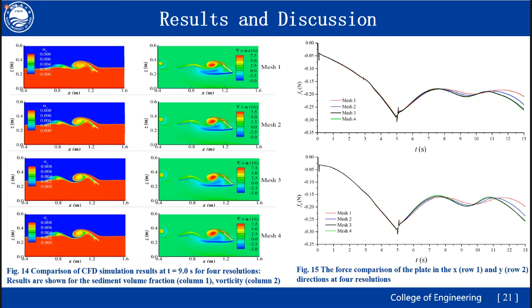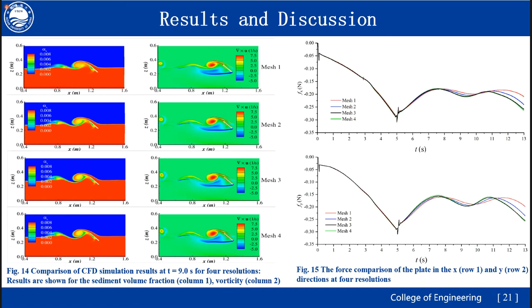From this picture, we can get the concentration. We know that with lower resolution, we cannot see clearly what has developed, but if we increase the resolution, we can see more clearly what has developed. But if we compare mesh 3 and mesh 4, it's almost similar. We can also find similar vorticity for mesh 3 and mesh 4.